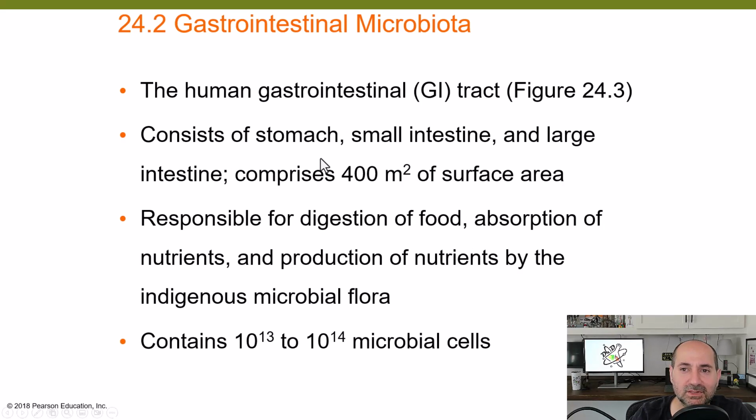The human GI tract consists of the stomach, the small intestine, and the large intestine, and comprises 400 square meters of surface area. Remember, microbes can live on all of that surface area because it's technically the surface of your body, so you're going to find microbes all along the GI tract. These microbes are responsible for digestion of food, absorption of nutrients, and production of nutrients by the indigenous microbial flora. The gut contains 10 to the 13 to 10 to the 14 microbial cells. The gut is rich with microorganisms, a diverse array of different microbes.